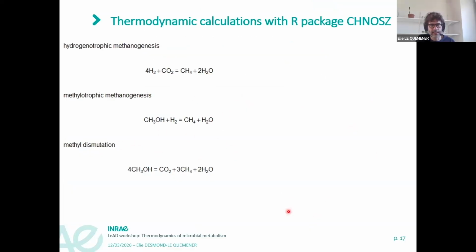Okay, and so now we can make one exercise to illustrate what I just said. For example, I take this example: hydrogenotrophic methanogenesis, methylotrophic methanogenesis, and methyl dismutation. So you have these three types of methanogenesis, and we want to evaluate how the delta G of these reactions changes with the H2 partial pressure. And to do that, we can use the CHNOSZ package in R.